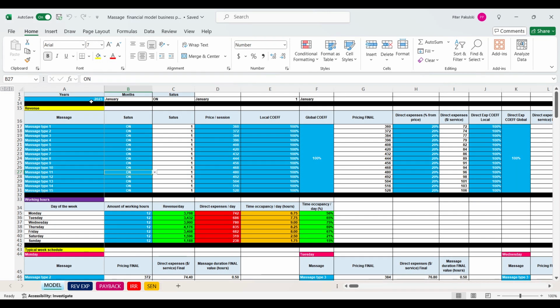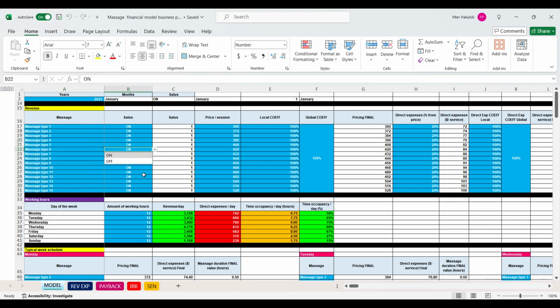First of all, we will introduce a rule saying that all inputs in our model will be marked with blue color. That will help us identify all the inputs across the model. Here, we're setting up the first year of financial projections. Then, we're setting up the list of massage services that we're going to give to the customers. We can name them one by one.